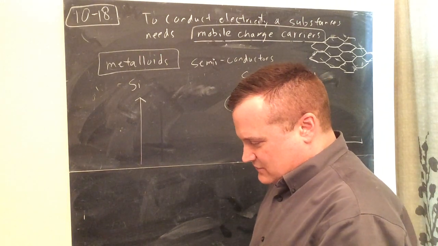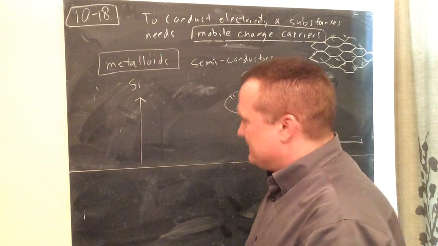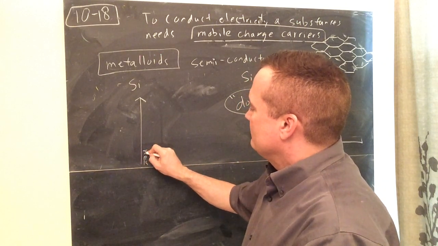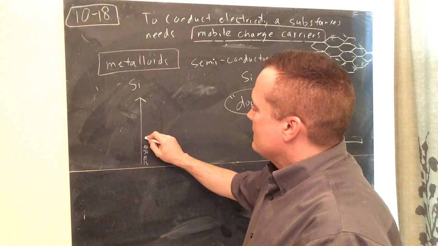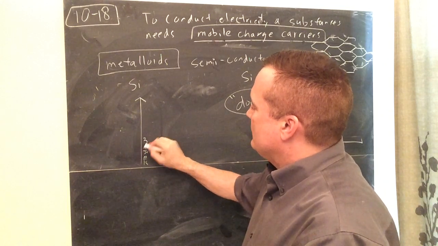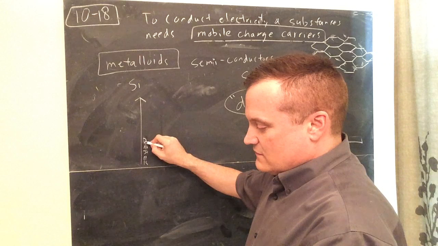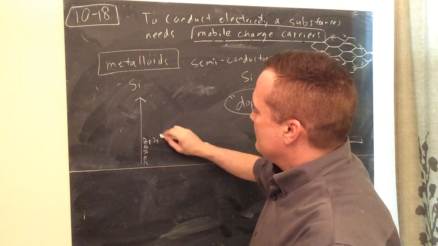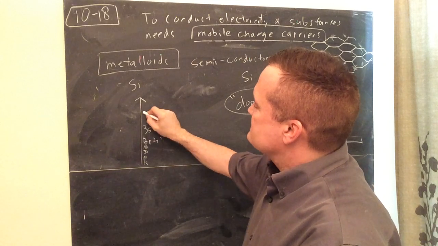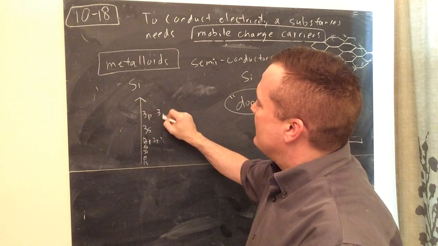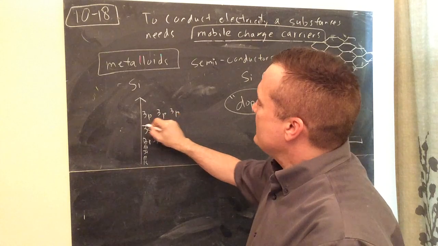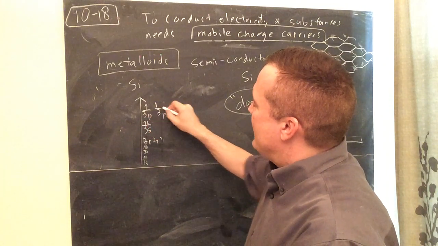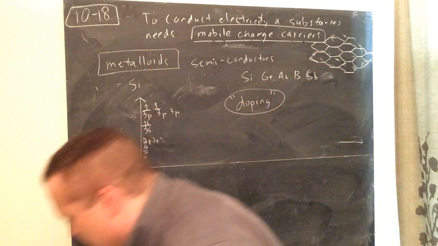Silicon goes up to 3s2, 3p2. So 1s2, 2s2, 2p6, and then 3s, and then 3p. We only care about the valence. So 3s2, and then 3p2. It looks like that. Okay, that's one silicon atom.